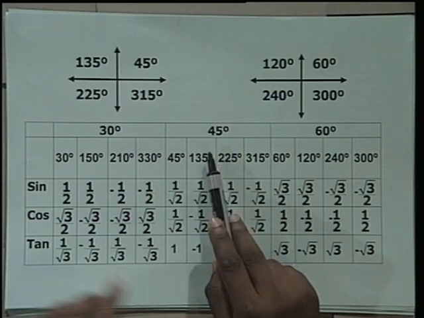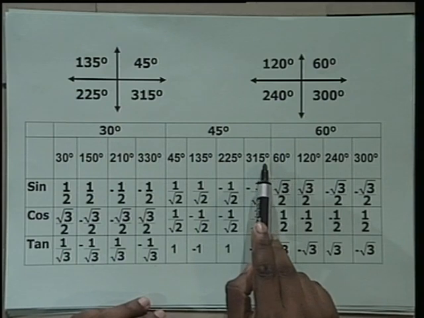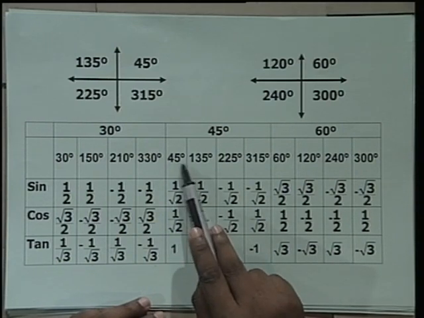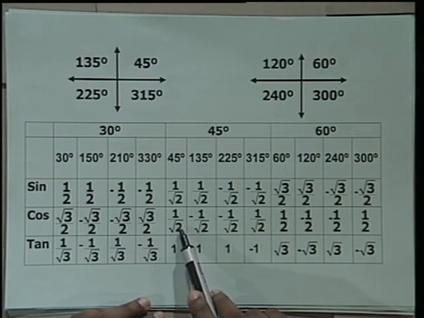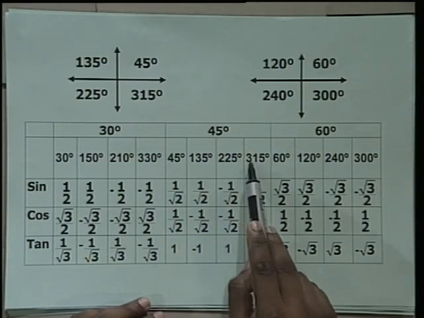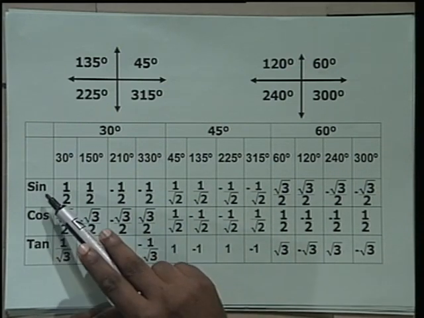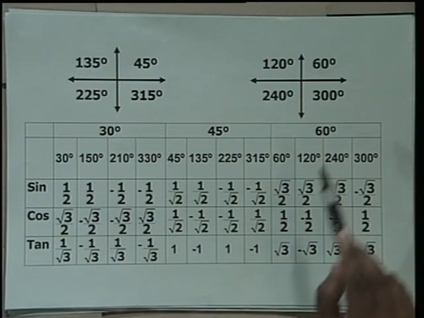Similarly, you've got to remember that sine of 45 degrees and all the angles related to it will have the magnitude 1 over root 2. The cos of 45 degrees and all its related angles will have magnitude 1 over root 2 as well. And consequently, the tan of 45 degrees and all its related angles will have magnitude of 1. Of course, the sign will change. For example, tan is positive in first and third only, and in the remaining two it will be negative.